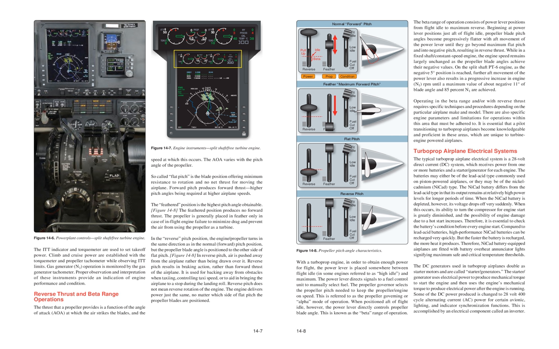Turboprop airplane electrical systems. The typical turboprop airplane electrical system is a 28-volt direct current, DC, system, which receives power from one or more batteries and a starter/generator for each engine. The batteries may either be of the lead acid type commonly used on piston-powered airplanes, or they may be of the nickel-cadmium, NiCad, type. The NiCad battery differs from the lead acid type in that its output remains at relatively high power levels for longer periods of time.